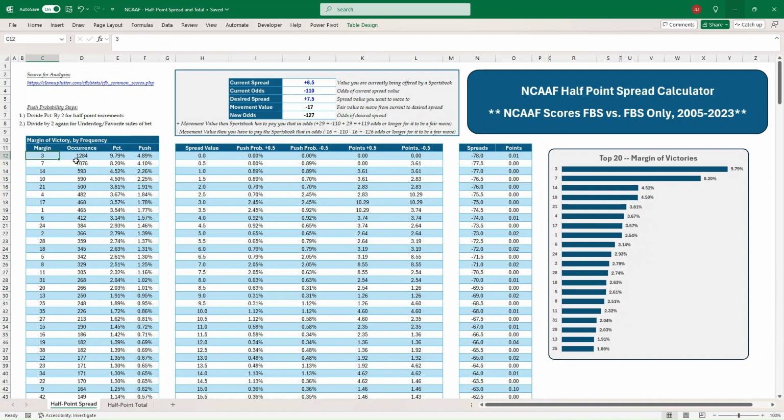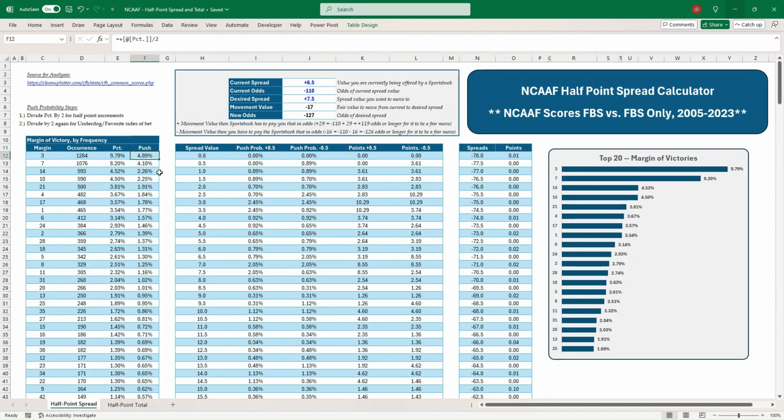So 9.79. Let's say 10% of the time college football games are going to be a 3-point difference. And then 8.2% is going to be by a touchdown. So that's how to read it. Here's a nice chart just so you can visualize the breakdown.